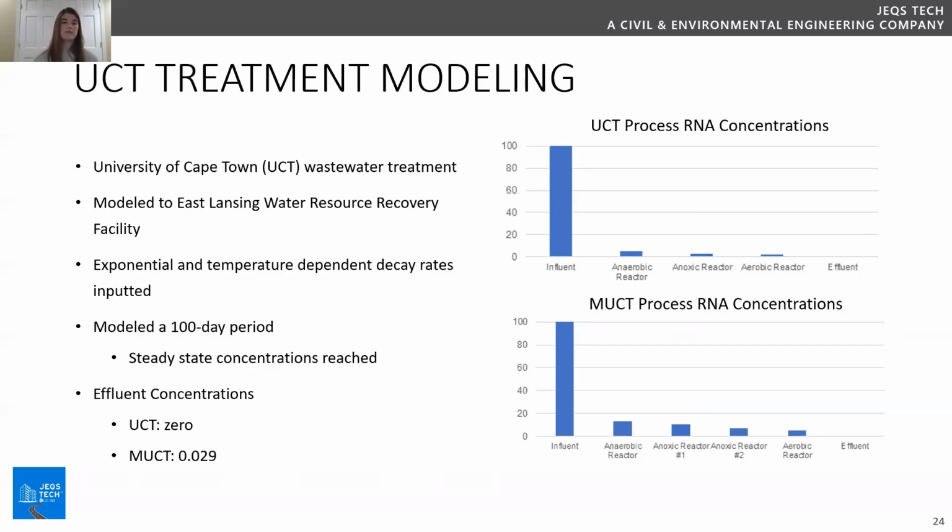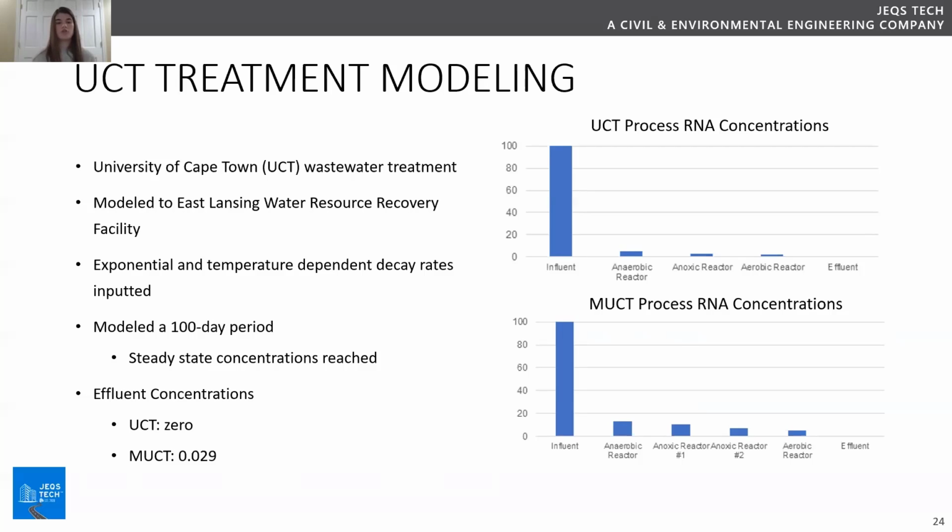We did modeling on this using Sumo, which is an open source water treatment modeling process where you can add in your own parameters. So we added in the SARS-CoV-2 virus to watch its decay. We modeled it based on the East Lansing Water Resource Recovery Facility, so that's about 12.6 million gallons per day that's treated. And we inputted these decay rates found in past studies, and those were temperature dependent. So we did it based on a 20-degree temperature, which is 0.145 per day as our decay rate.